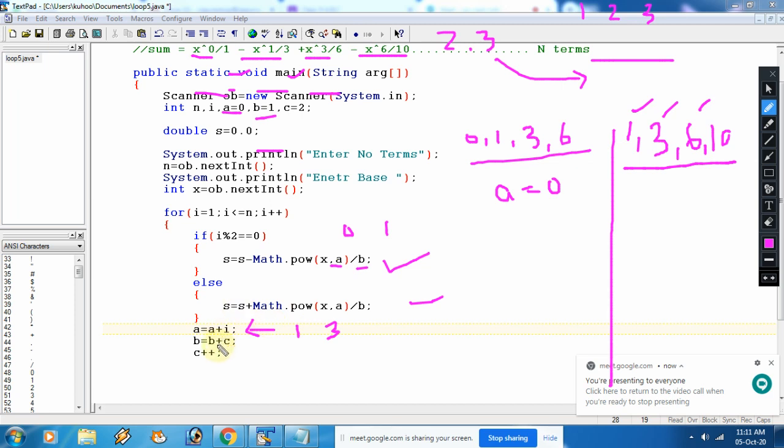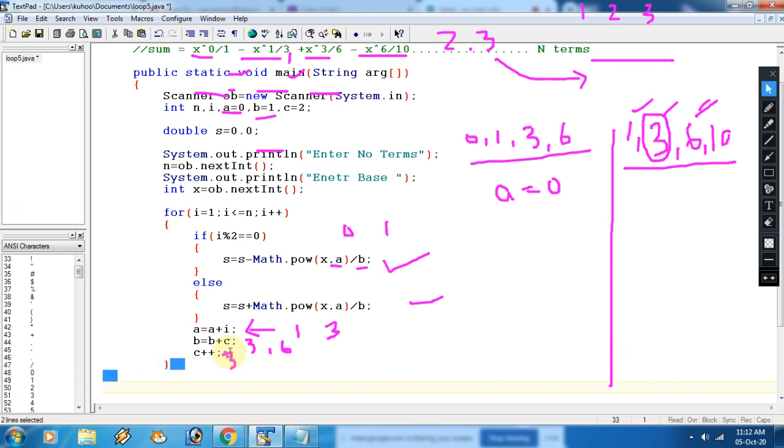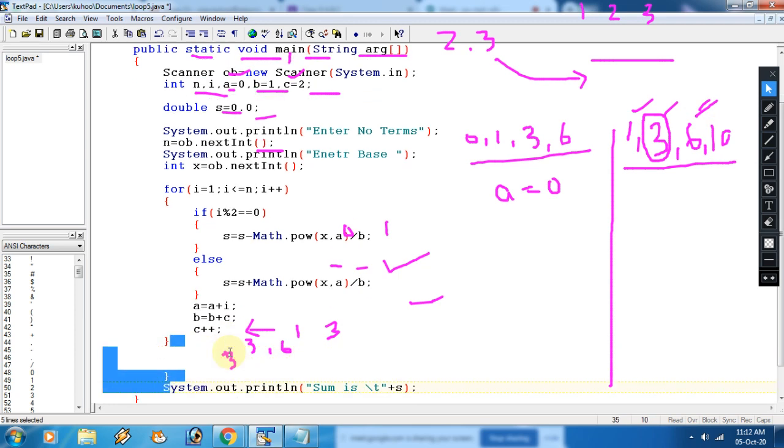Next time what will we do? B plus c, so it becomes 3. Now see, it becomes 3, so the second term is coming 3. This is absolutely correct. Then the next time the value of c will be 3, so 3 plus 3, you will get 6, the third term. So like this only we are getting. After that we are supposed to close this, and now we are going to print the result.